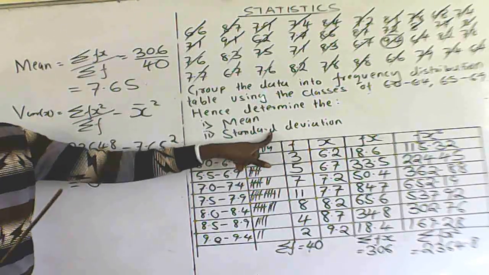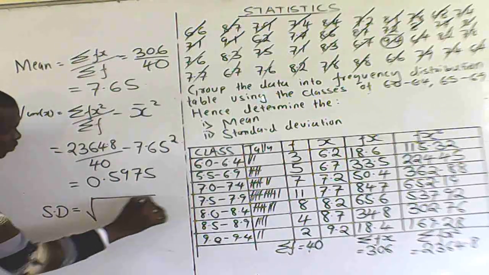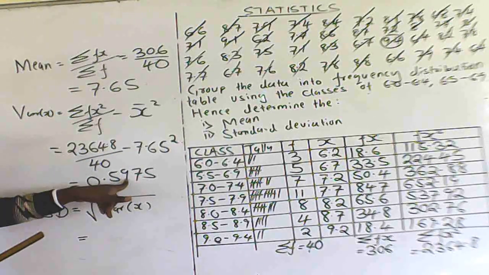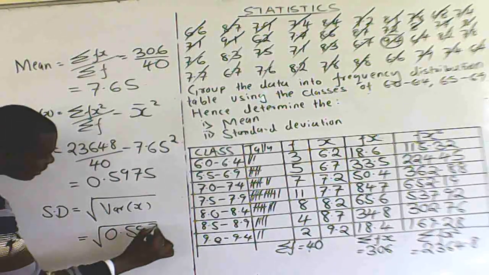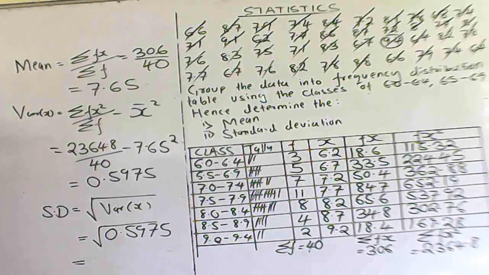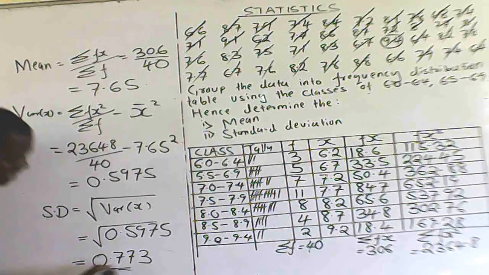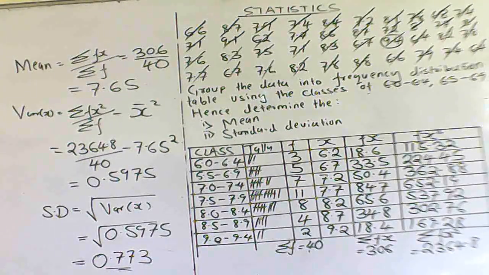But what do they want? The standard deviation. So you know the standard deviation is the square root of the variance. So what do you get with the answer? Square root of 0.59775. Then you get the standard deviation to be 0.773, isn't it? So that is how to determine the mean and standard deviation after constructing the frequency distribution table. Are we together? Good.